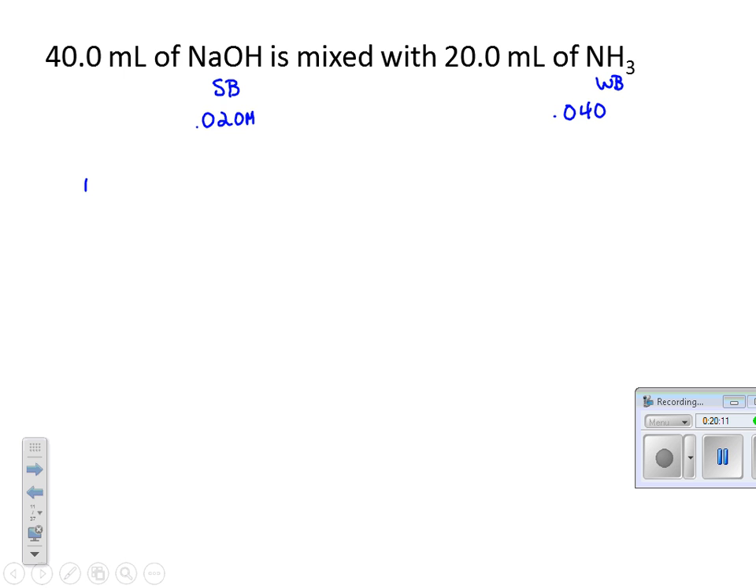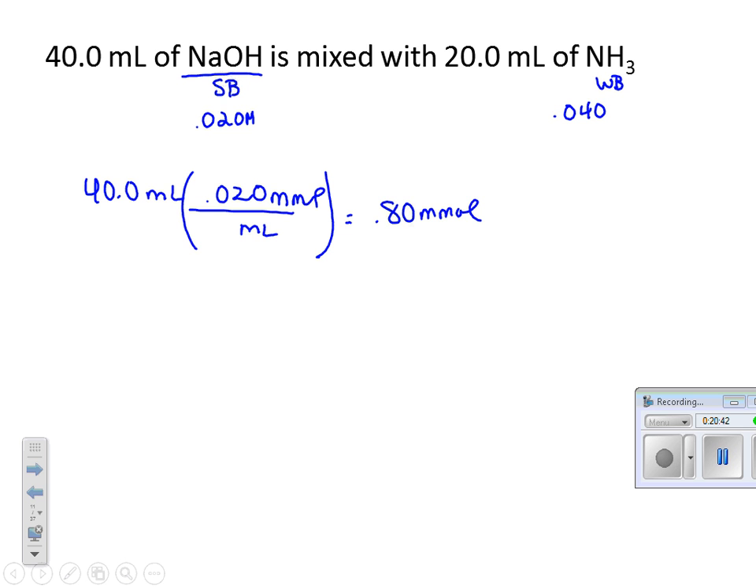So if we want the moles, 40 milliliters times 0.02 millimoles per milliliter, that's going to give us the sodium hydroxide concentration. But because it's a 1-to-1 ratio between sodium hydroxide and hydroxide, we'll have the hydroxide concentration as well. That's going to give us 0.8 millimoles. And we'll divide that by the total volume. 40 plus 20 is 60 milliliters. And that will be our hydroxide concentration.